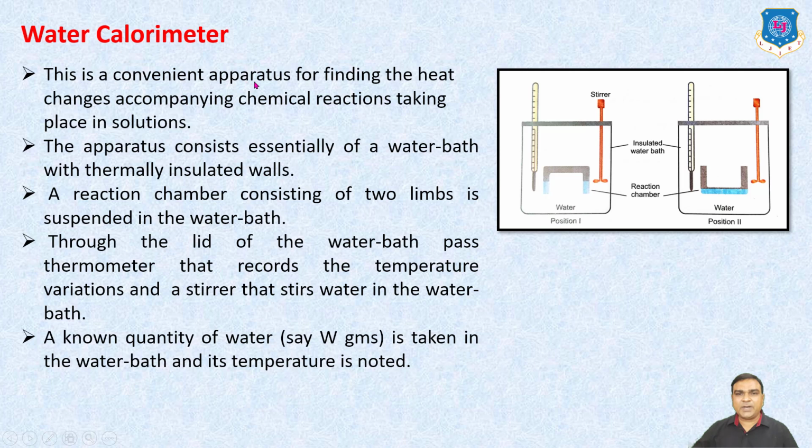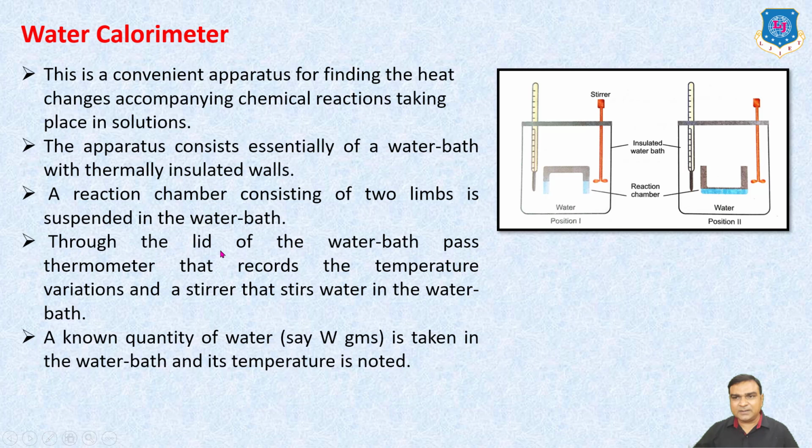So this is a convenient apparatus for finding the heat changes accompanying chemical reactions taking place in solutions. In this image you can see the construction of the water calorimeter. The apparatus consists essentially of a water bath with thermally insulated walls. So here this wall is insulated, so the heat cannot transfer from inside to outside. A reaction chamber consisting of two limbs is suspended in the water bath.